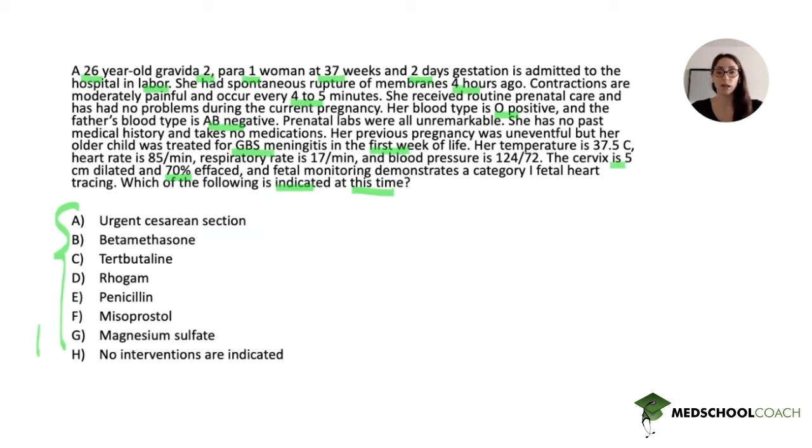So before we go on to look at the answer choices, a few things to pay attention to for OB questions are going to be the frequency of the contractions, the timing for the rupture of membranes, any prenatal labs. So here the mother's blood type is important, any past medical history. Vital signs here are all normal. If they were abnormal, I would recommend highlighting them.